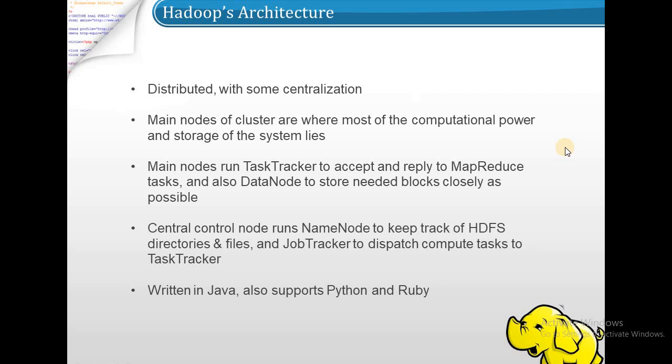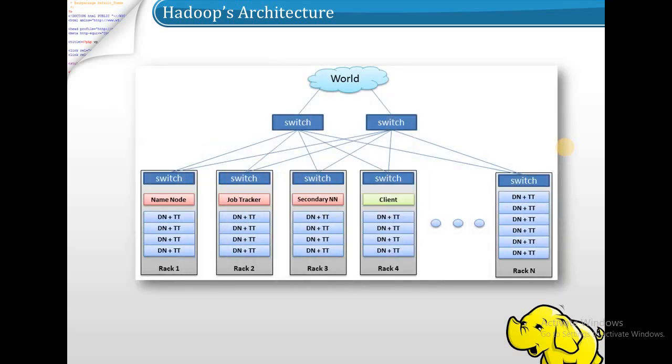Main nodes run task tracker to accept and reply to the MapReduce, and also data nodes to store needed blocks as closely as possible. The central control node runs name node to keep track of HDFS directories and files, and job tracker to dispatch computed tasks to task tracker. It is written in Java, and also supports Python and Ruby. This is the Hadoop architecture.